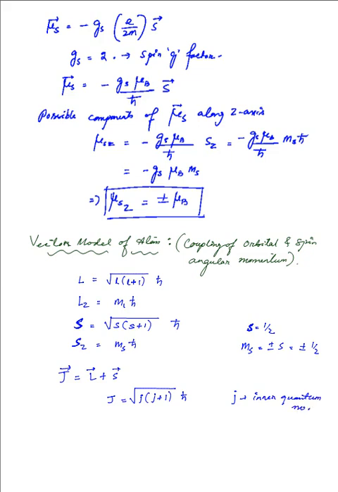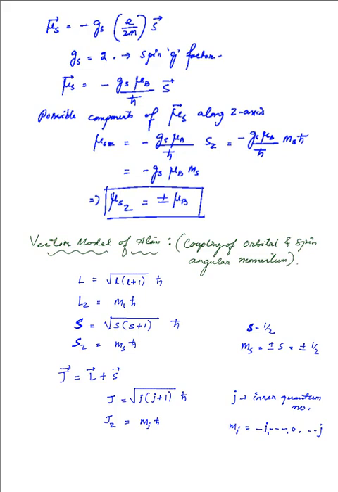Similarly, if we consider the z component, then we have mj times h bar, and that mj will have values stretching from minus j through 0 up to plus j. That will be the range of mj, and mj here is the magnetic quantum number associated with the total angular momentum.